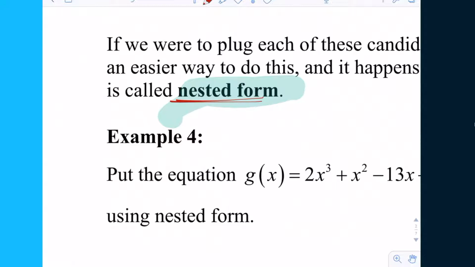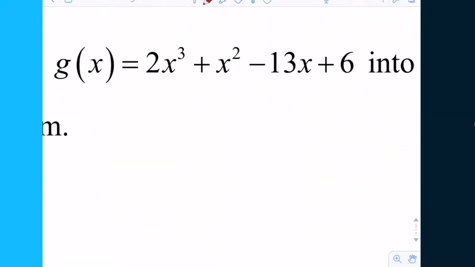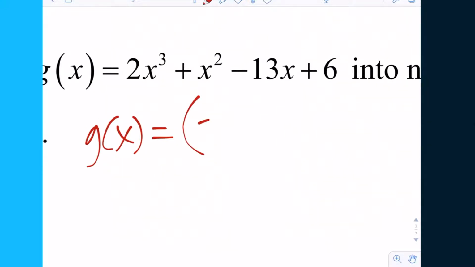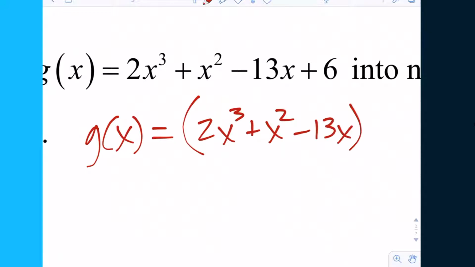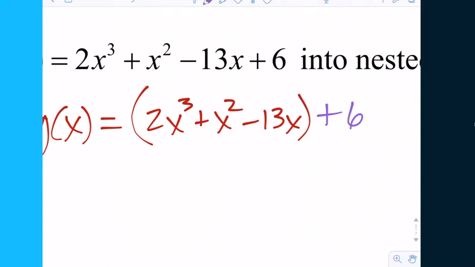Okay, so let's look at nested form a little bit more slowly. This is the same function as yesterday. You have a cubic polynomial. It has 4 terms. And the way you put something in nested form, once it's written in standard form, which it is right now in descending order, is you group everything together that has an x. And I'll color code it. So in red we have 2x cubed plus x squared minus 13x. And then we have this plus 6 out there.